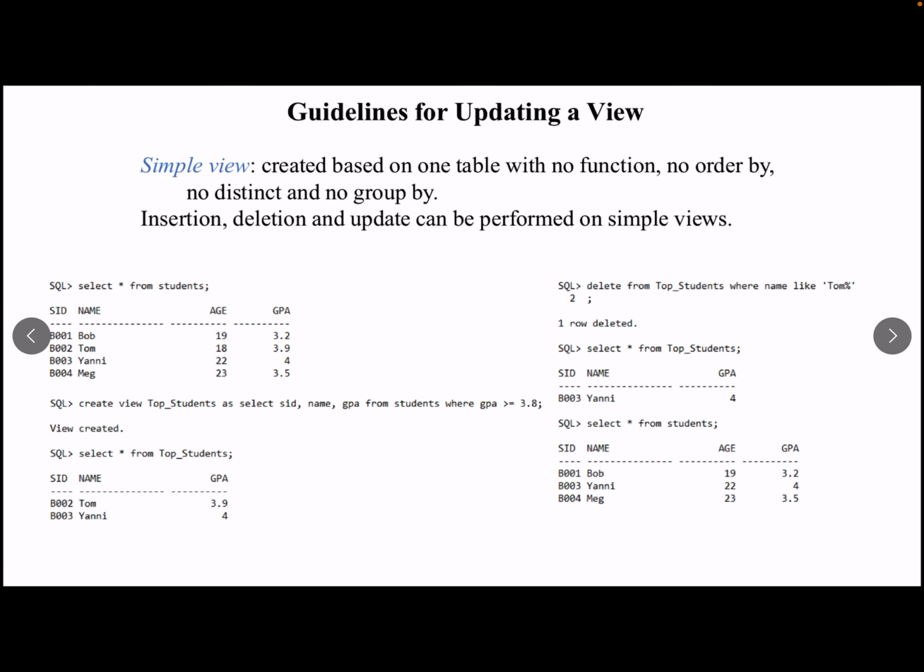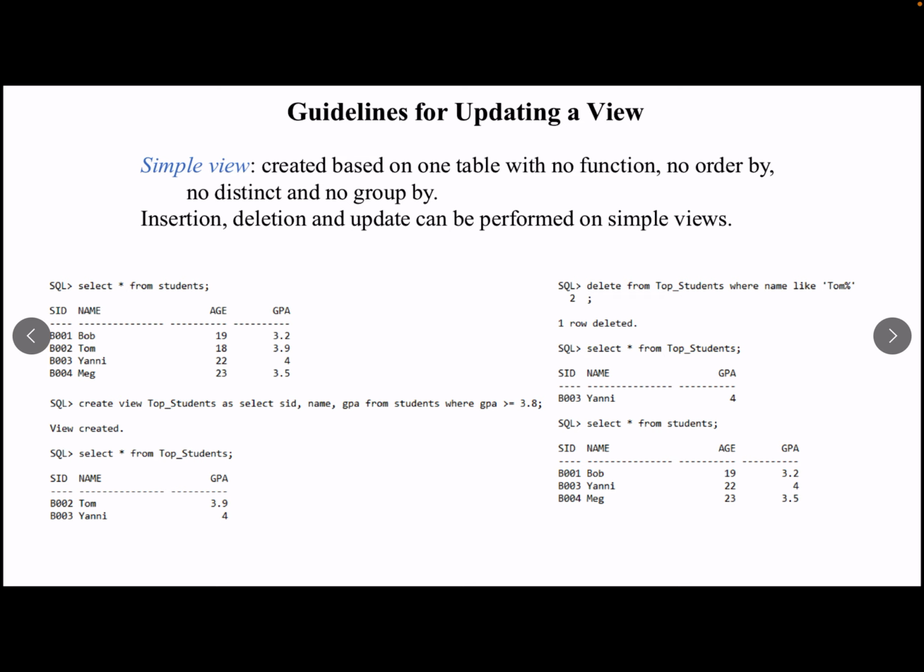From the previous lesson, we know what a view is, and here are the guidelines for updating a view. At first, we need to know what a simple view is. A simple view is created based on one table with no function, no order by, no distinct, and no group by. Insertion, deletion, and update can be performed on simple views. Below, we have an example.